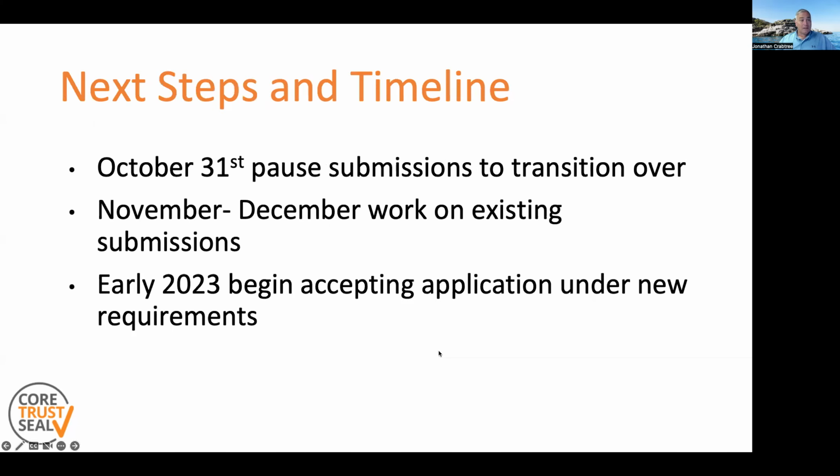So the next steps, as I mentioned before, October 31st, there'll be a pause in submissions so we can transition over to this new system. So the months of November and December, along with some holidays thrown in there, we also will be trying to clean up and finish the existing submissions and begin early in 2023 accepting the new applications under this new requirement. So we need that time to make that transition.